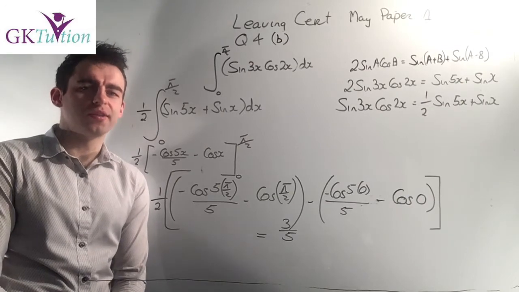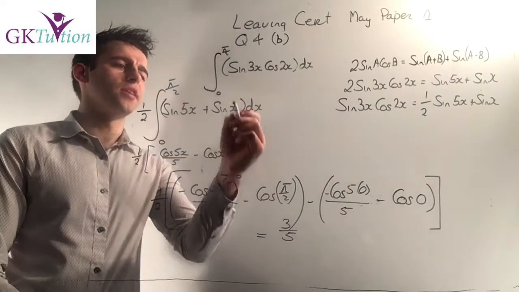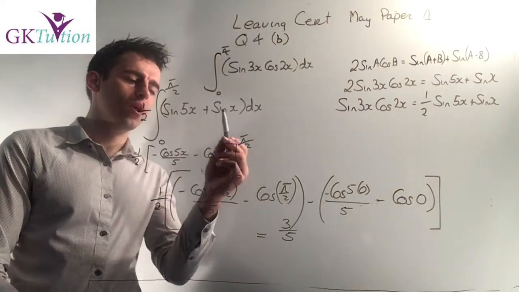Okay, the second part of this question people found a little bit trickier. There's 5 marks going for this, and you're asked to get the integral from pi over 2 to 0.